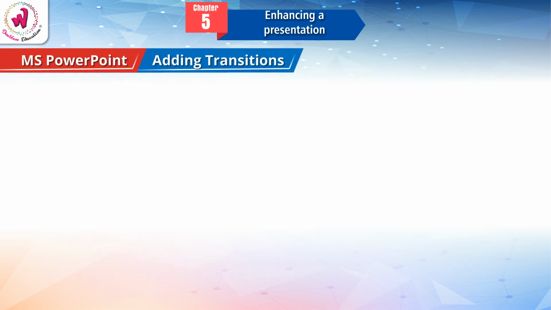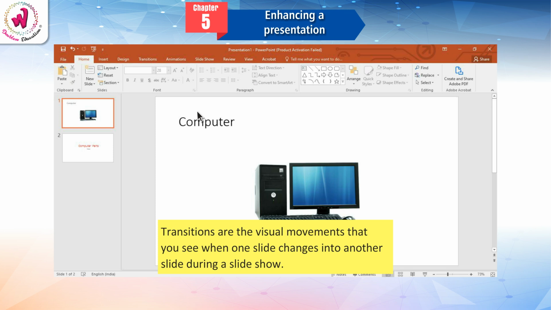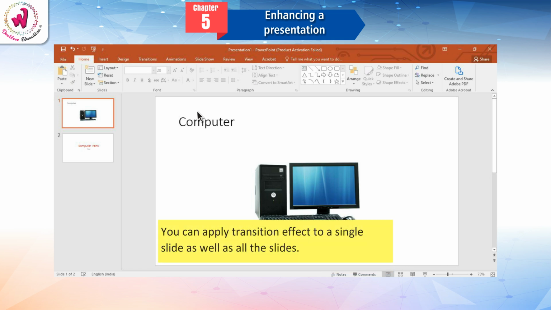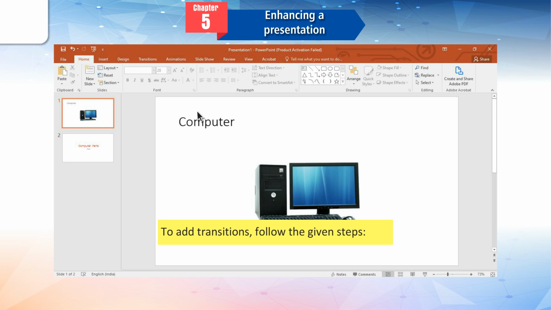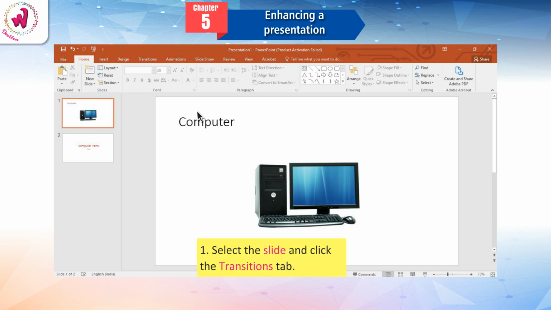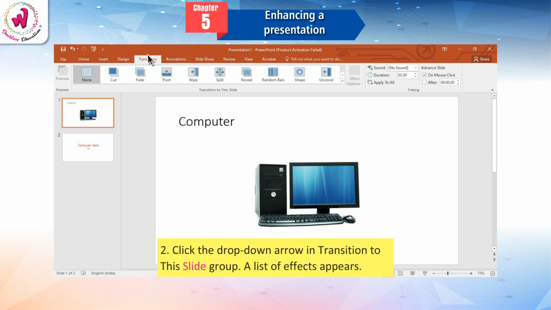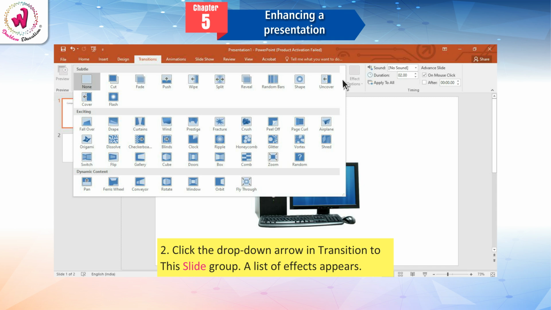Adding transitions. Transitions are the visual movements that you see when one slide changes into another slide during a slideshow. You can apply transition effect to a single slide as well as all the slides. To add transitions, follow the given steps. 1. Select the slide and click the Transitions tab. 2. Click the drop-down arrow in Transition to This Slide group. A list of effects appears.